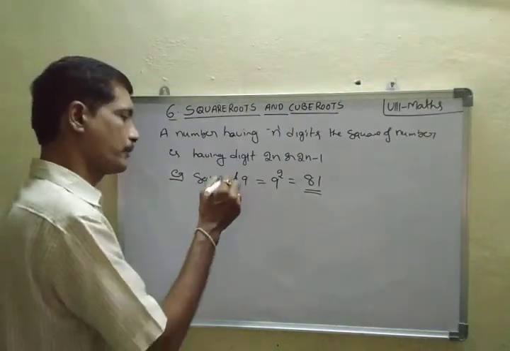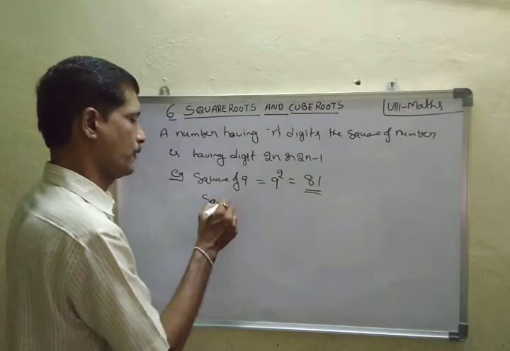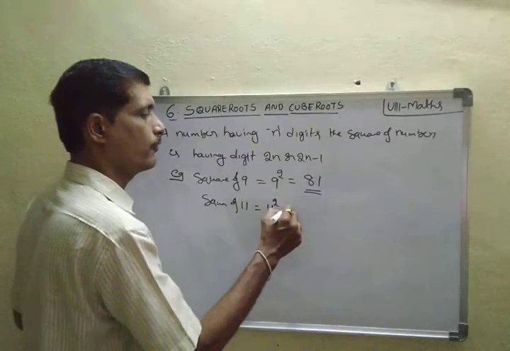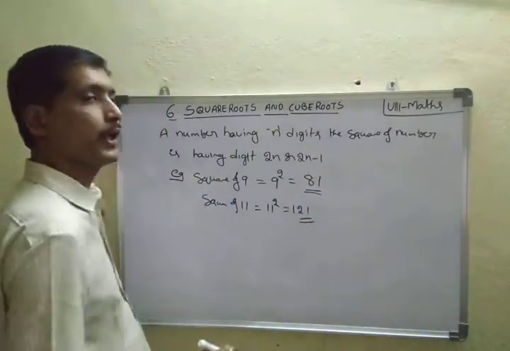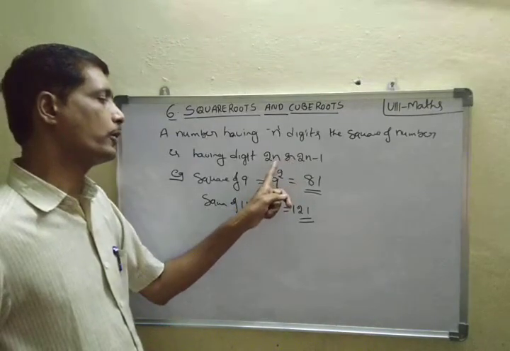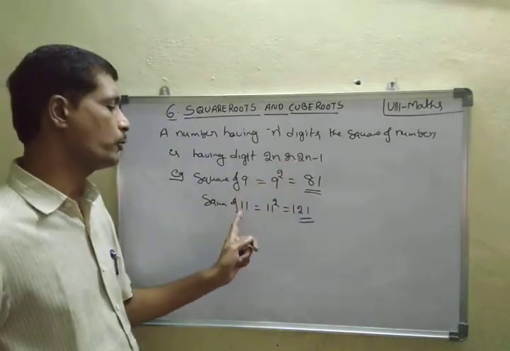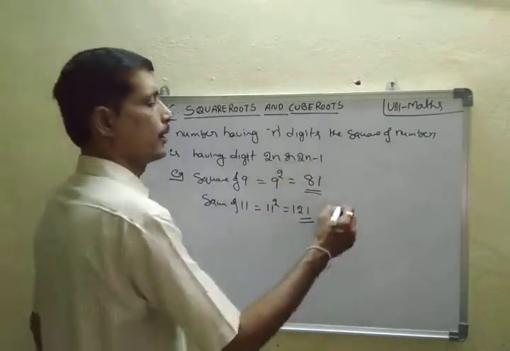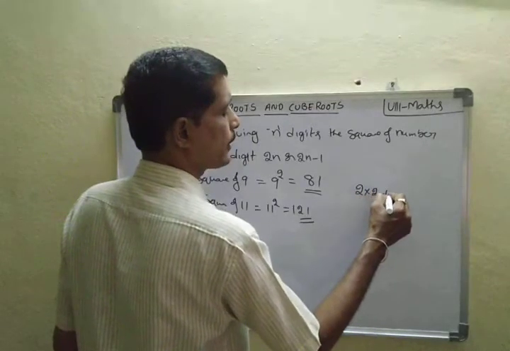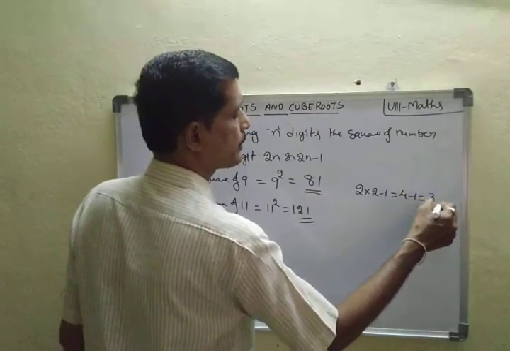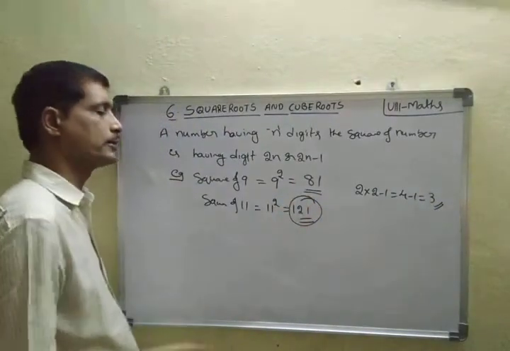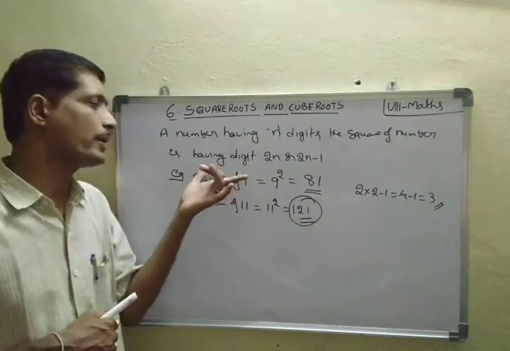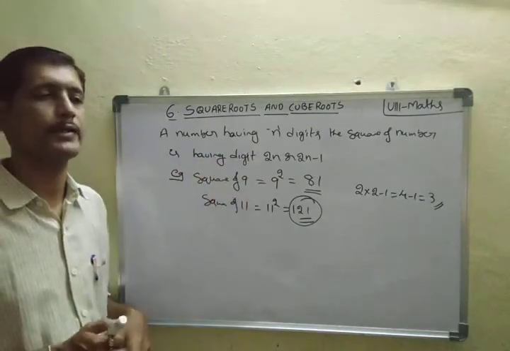Suppose a number has 2 digits, the square of 11. What is 11 squared? It equals 121. Here 2 into 2 is 4, or 2 into 2 minus 1, that is 4 minus 1, which equals 3 digits. Here, how many digits? That is 3 digits. Therefore, it depends on the number. A number having n digits, the square of the number has 2n or 2n minus 1 digits.